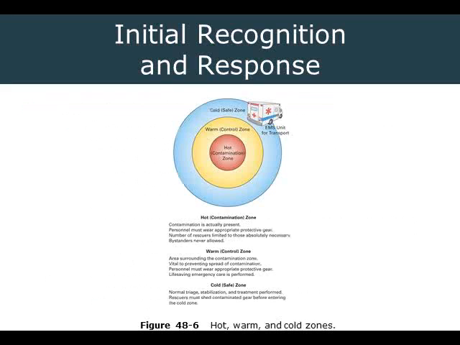So this shows you the hot, warm, and cold zone system that we typically like to use in a hazmat situation. This is on 1053 in your text. The hot zone, or the exclusion zone, is where the incident is actually occurring. So only those that are properly equipped and trained can be in here. The warm zone is the decontamination zone, sometimes called the control zone.